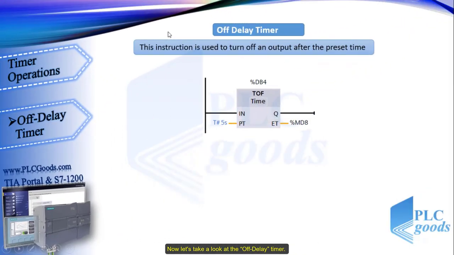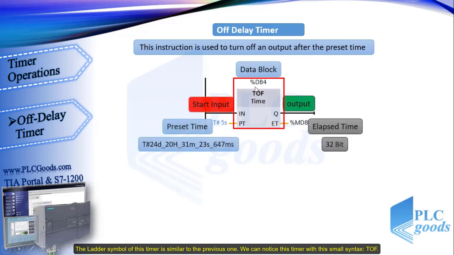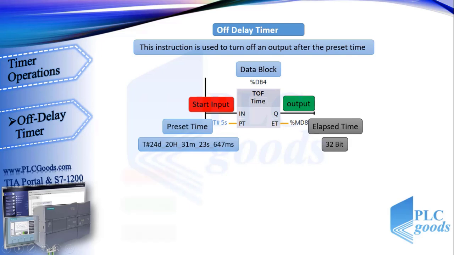Now let's take a look at the off delay timer. This instruction is used to turn off the output after the preset time value. The ladder symbol of this timer is similar to the previous one. We can notice this timer with this small syntax, TOF.